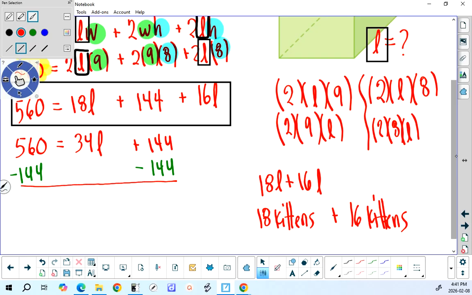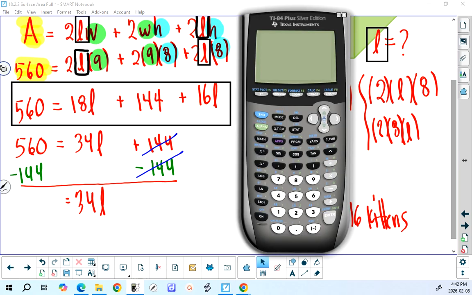And what happens on the right-hand side of the equation is 144 minus 144 is 0. So all we're left with is 34L equals, and we have to figure out what 560 minus 144 is. And I want to say 416, but I'd better double check. $416.